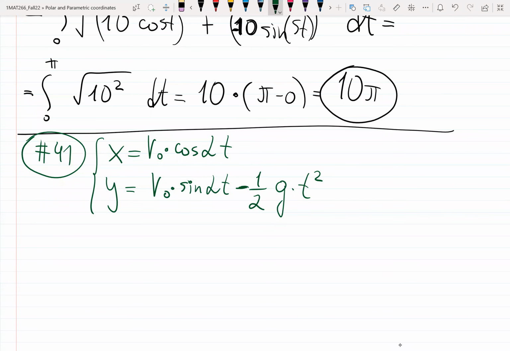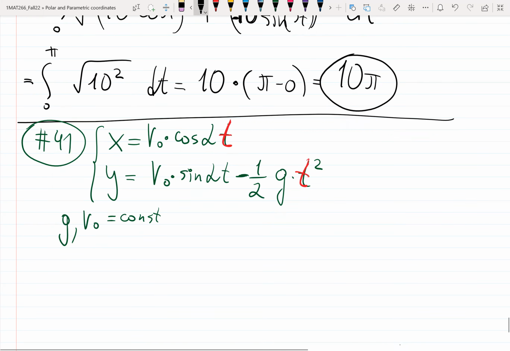The most important is what they say about all of this. They say x and y are variables, while g and v sub 0 are constants. They even give you that g is 9.8, the gravitational constant. Alpha is the angle. So I can take colors and indicate that the only variable is t. T is the variable here.